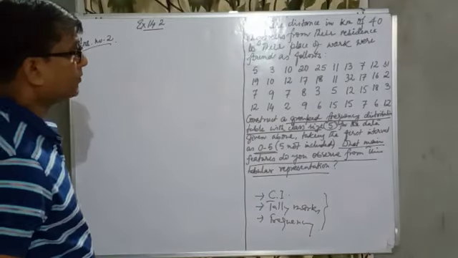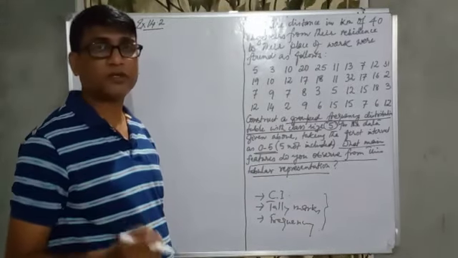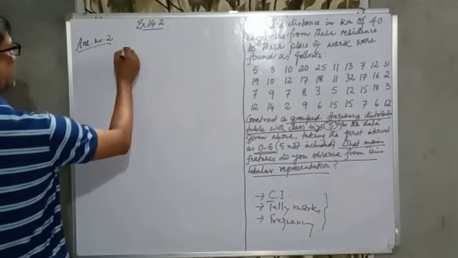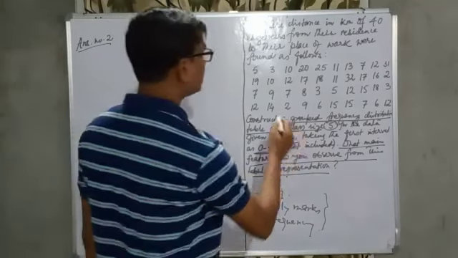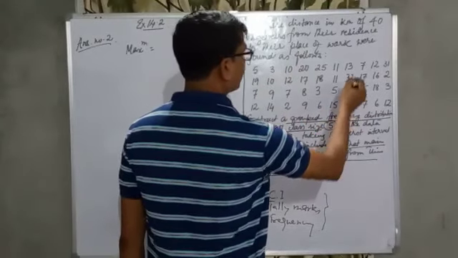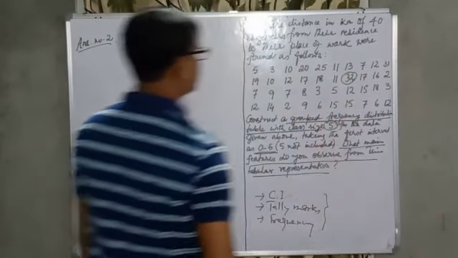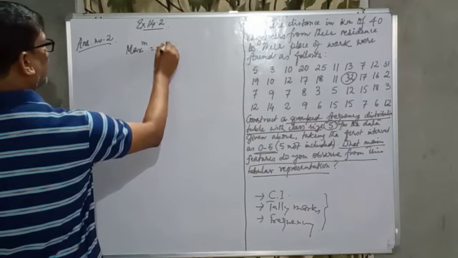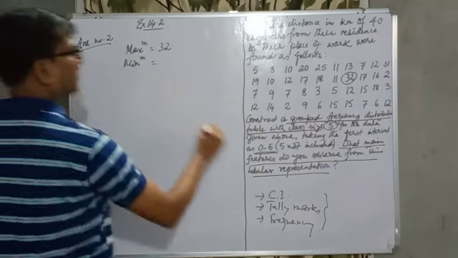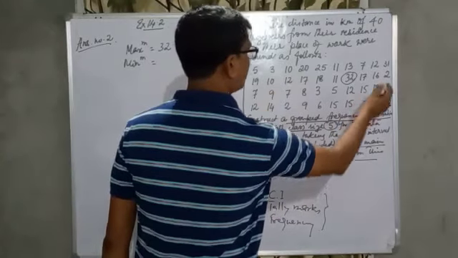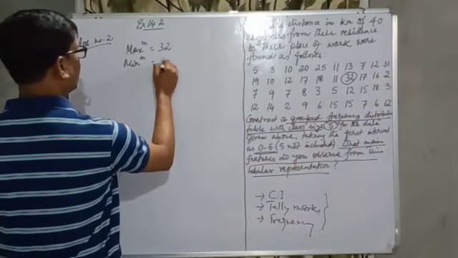First, how will we do it? We will see the maximum value. Which is the maximum value? If we see here, the maximum is 32. Maximum is 32. What is the minimum value? If we observe here, we get the minimum value is 2.